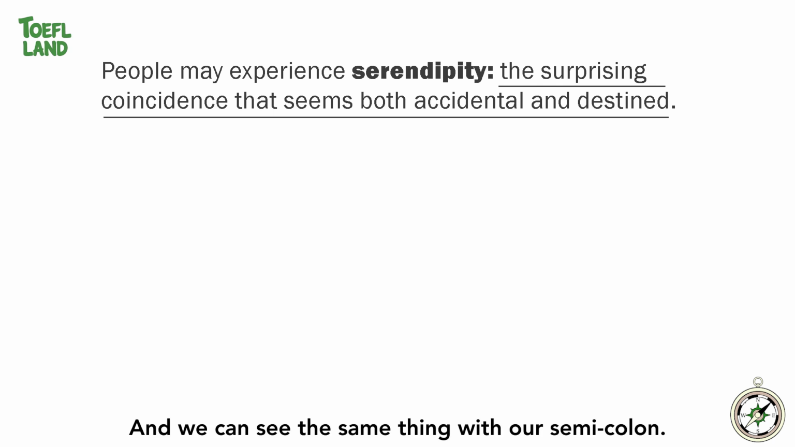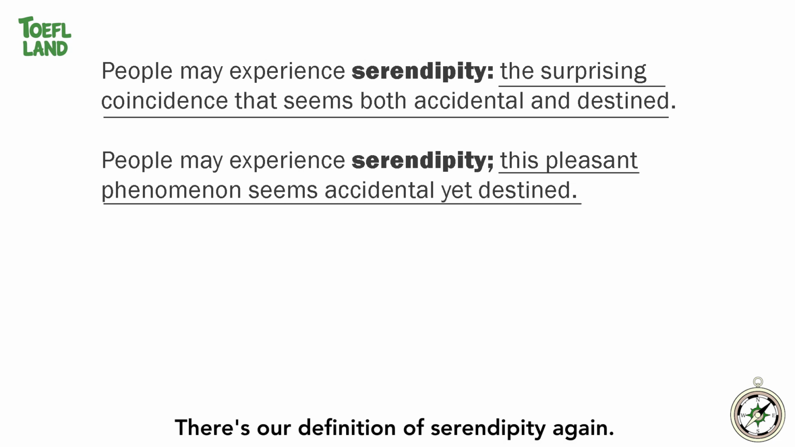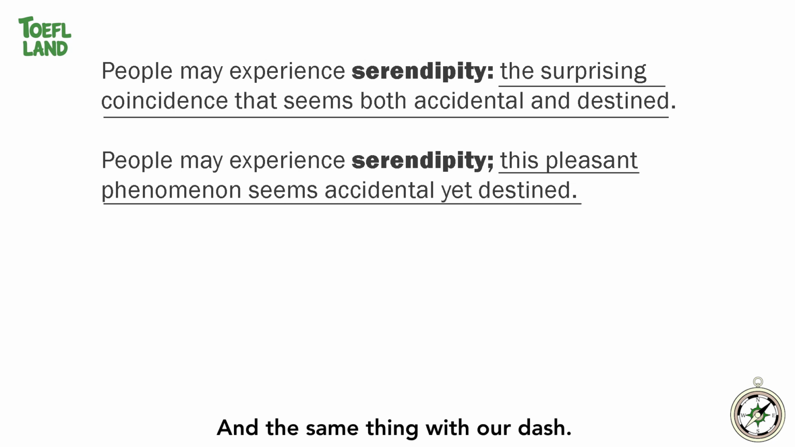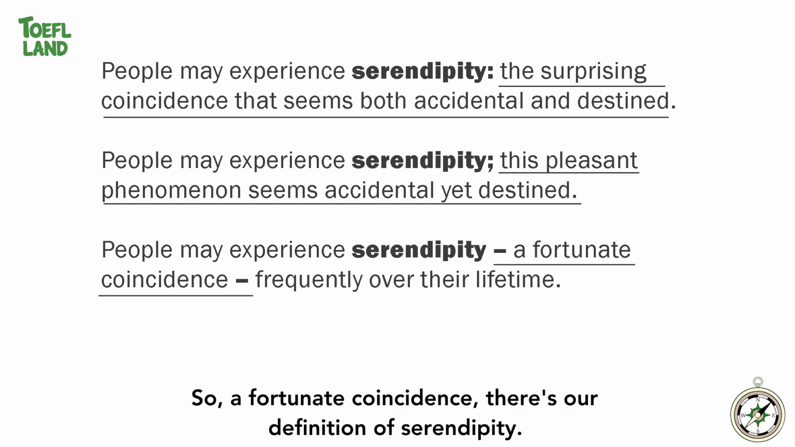And we can see the same thing with our semicolon. People may experience serendipity, semicolon. This pleasant phenomenon seems accidental, yet destined. There's our definition of serendipity again. And the same thing with our dash. People may experience serendipity, dash, a fortunate coincidence, dash, frequently over their lifetime. So a fortunate coincidence, there's our definition of serendipity.